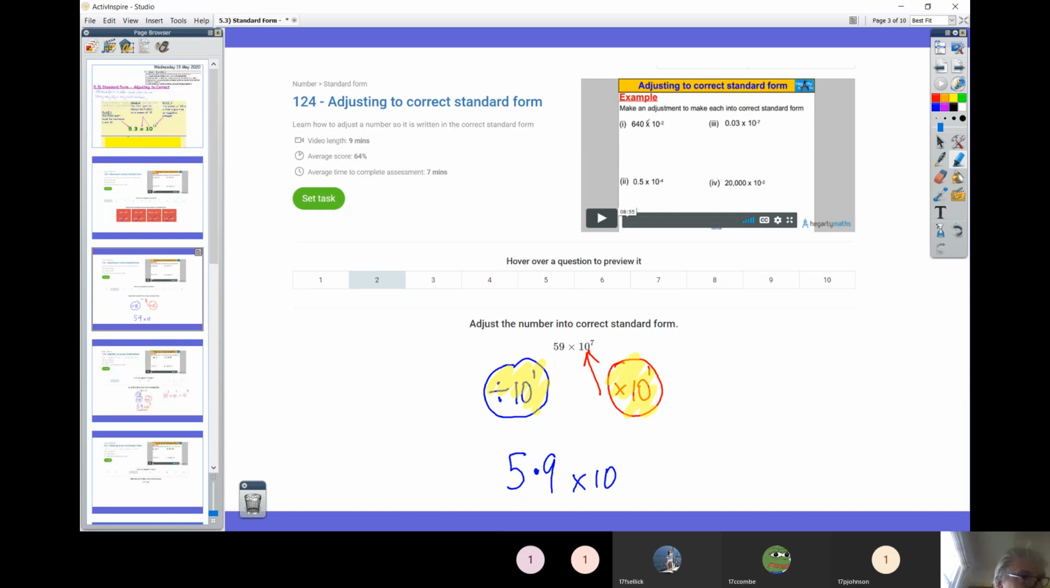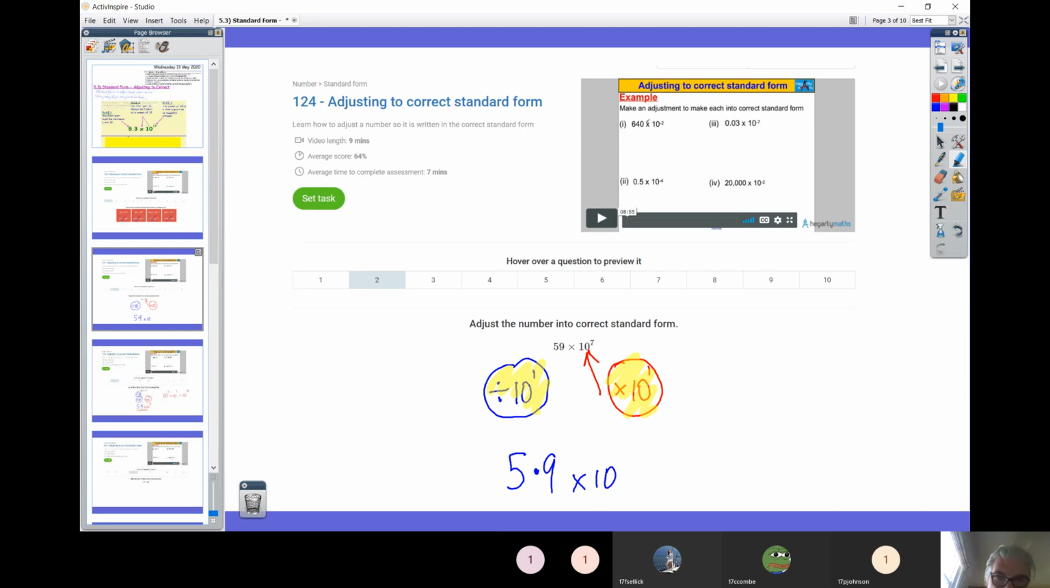These two here are always going to be the equal and opposite. If one of them is dividing by 10 to the power of 1, the other is multiplying by 10 to the power of 1. If the first one in blue was multiplying by 10 squared, then the one in red would have to be dividing by 10 squared. They've always got to cancel each other out, because the idea is you're not changing the overall number. So the blue bit and the red bit have to be equal and opposite.